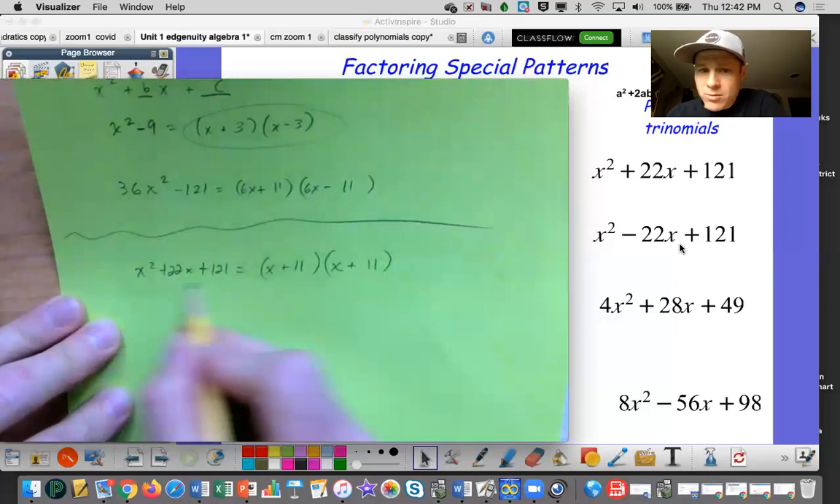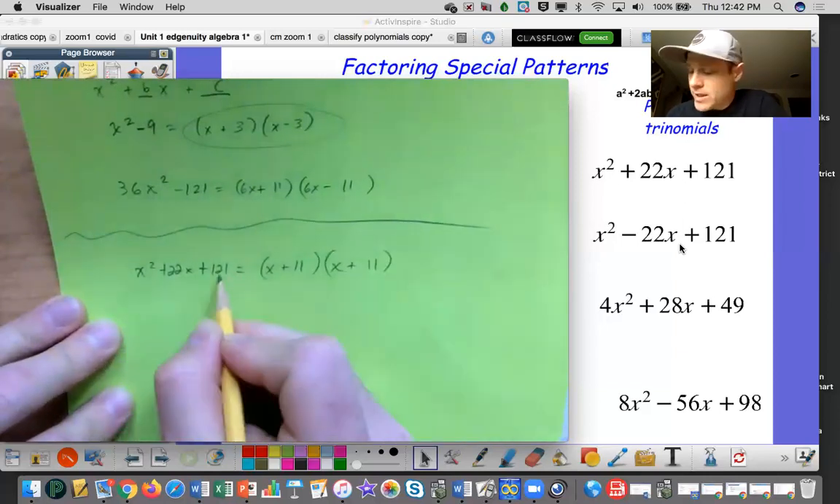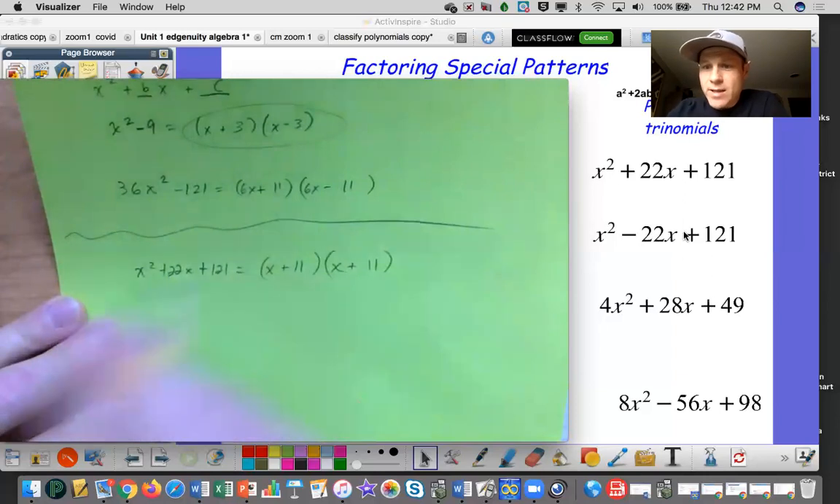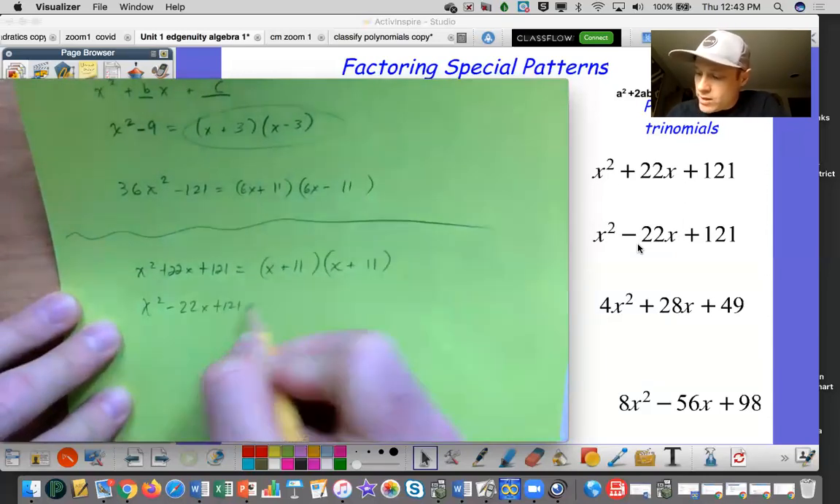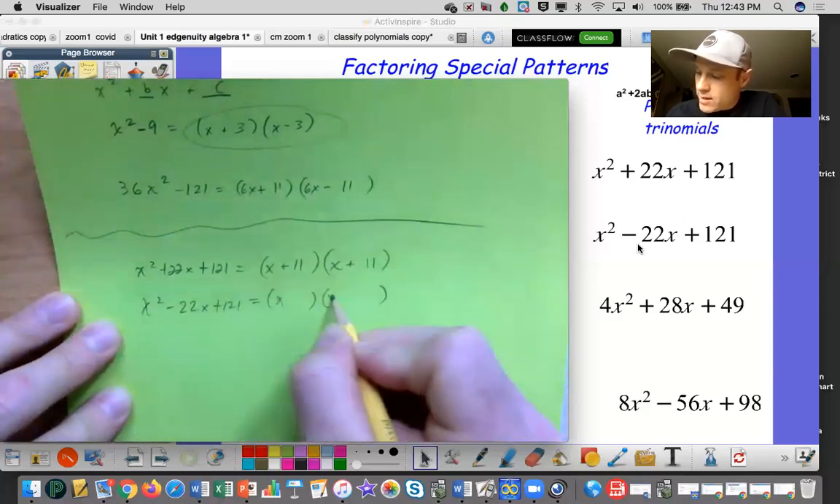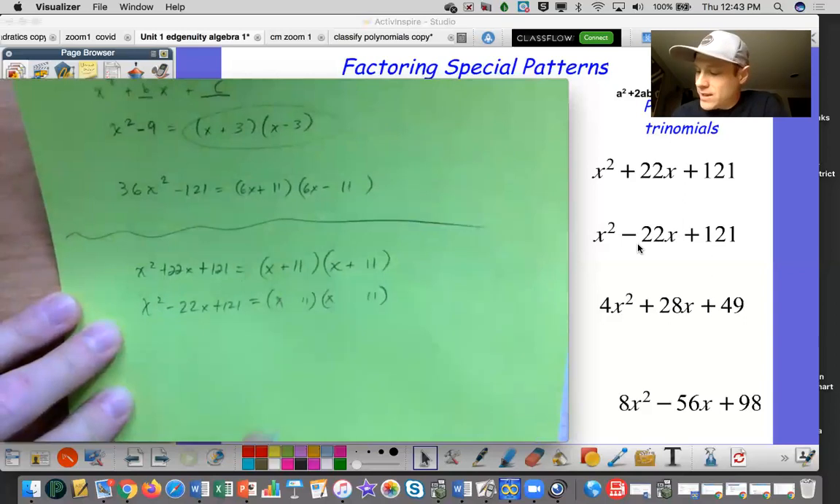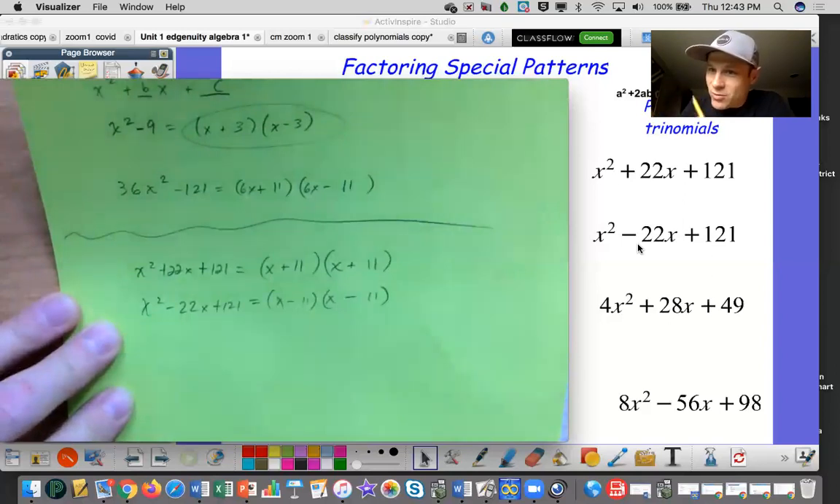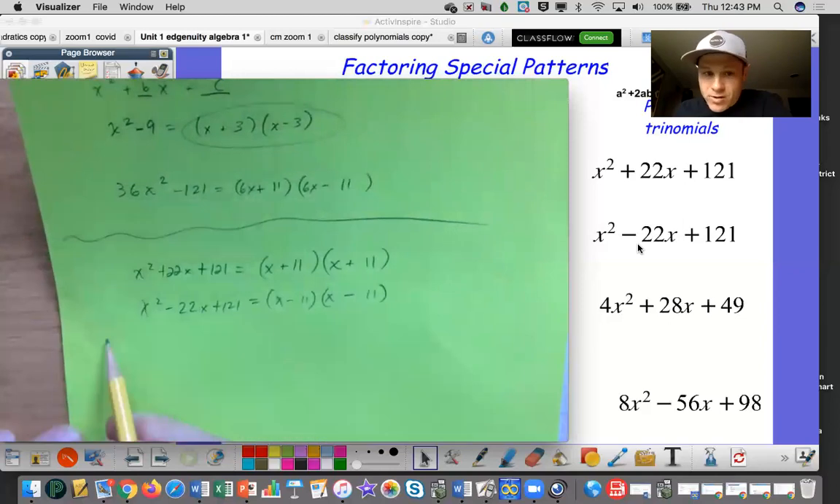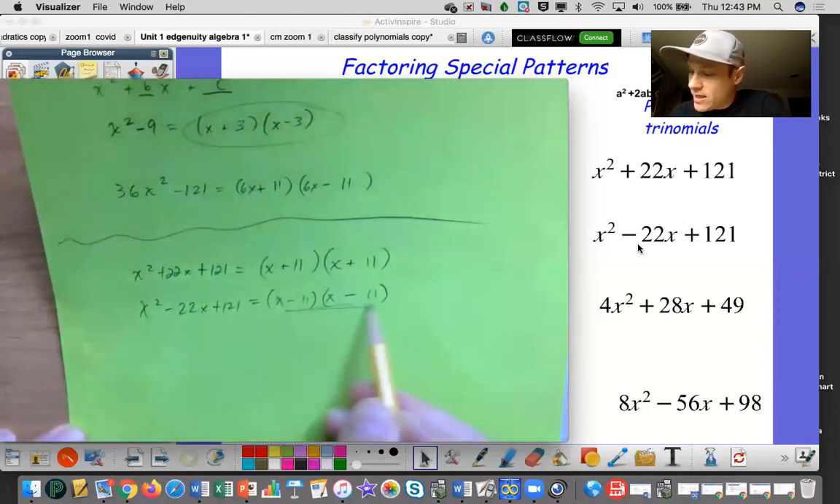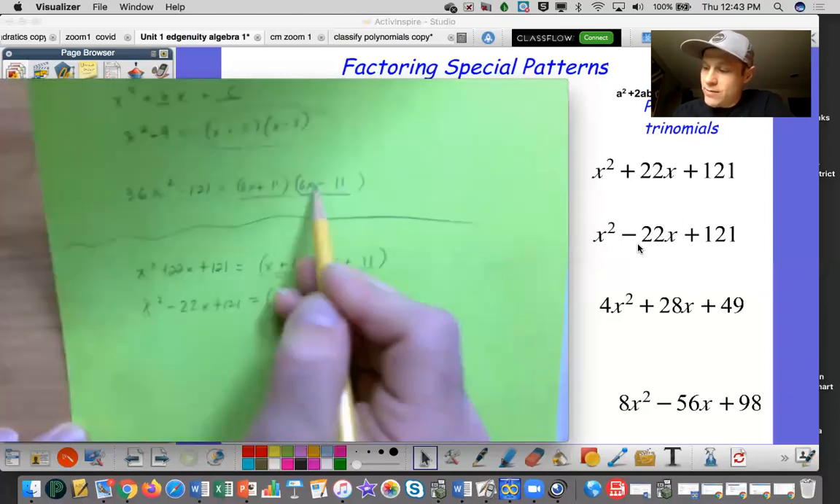I can do the exact same problem, keeping the 121 positive, but then making the 22 negative, as in the example over here on the screen. The only difference for that is going to be the signs. We're still going to need the x and the x and the 11s. But now this time we're going to have to get a negative and a negative, because I still can get a positive 121 when I multiply. But a negative 11x plus a negative 11x would equal negative 22. So that is a perfect square trinomial. So you can see that these are exactly the same, and these are almost the same, but they differ by a sign.